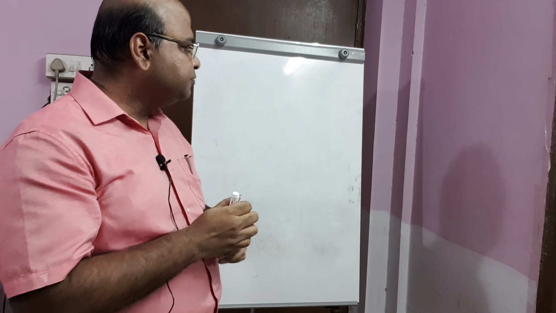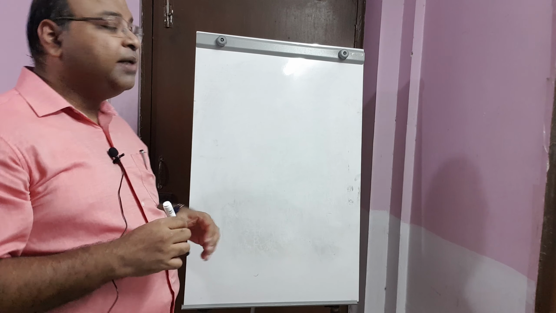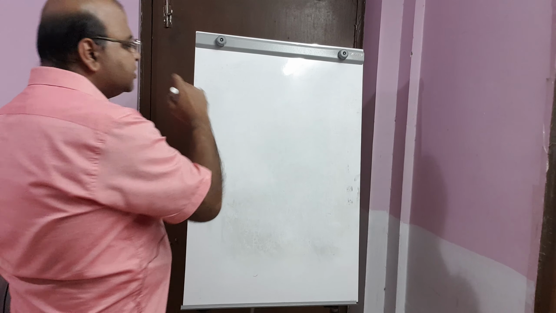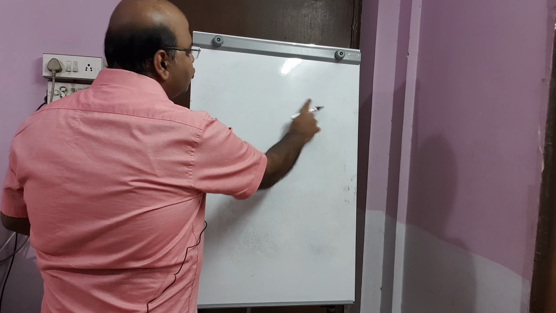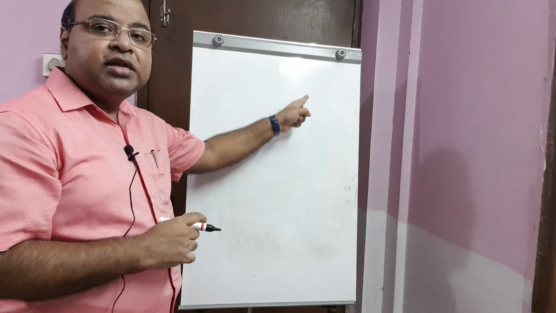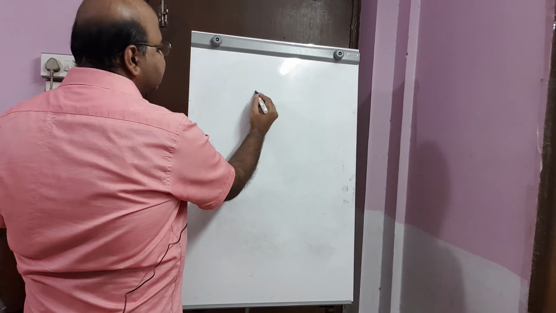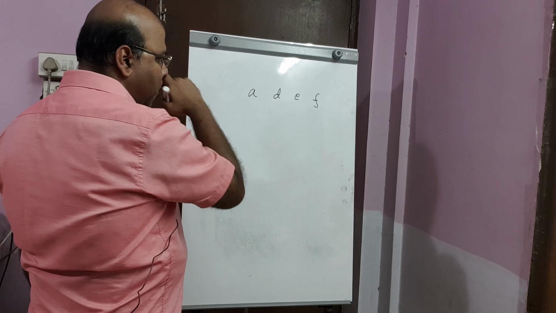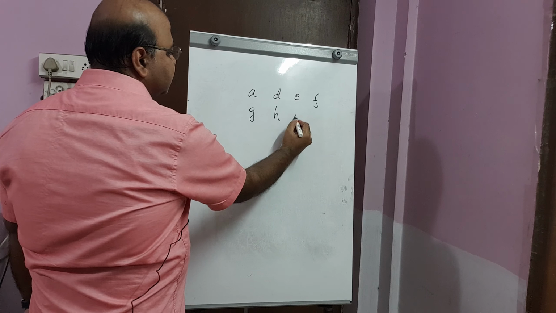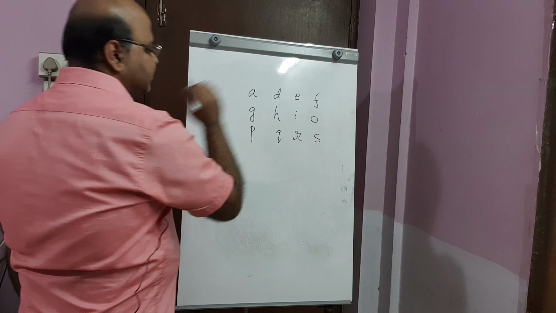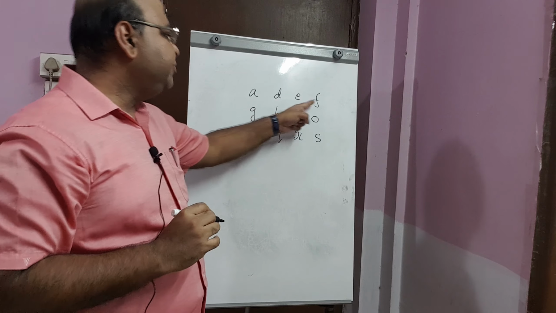So let me illustrate the same with the help of a diagram. Let us consider some alphabets. We want to arrange some alphabets in a rectangular fashion. Rectangular fashion means we have to arrange them in certain rows, which are horizontal lines, and in certain columns, which are vertical lines. So say we have some alphabets A, D in any order, not necessarily in alphabetical order: A, D, E, F, then say G, H, I, O, then P, Q, R and S.